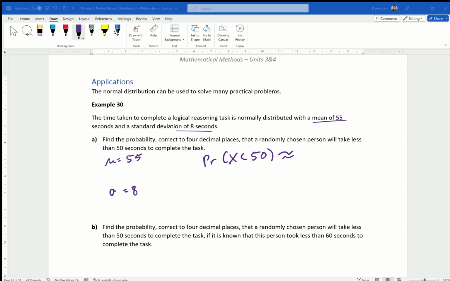So, I'll grab my calculator. For the probability that x is less than 50, I'm going to use my interactive distribution, continuous normal CDF. The lower bound would be 0, because we can't have less than 0 seconds. The upper bound would be 50, because we're saying less than 50 seconds. Standard deviation is 8, and our mean is 55. The answer is 0.2660.